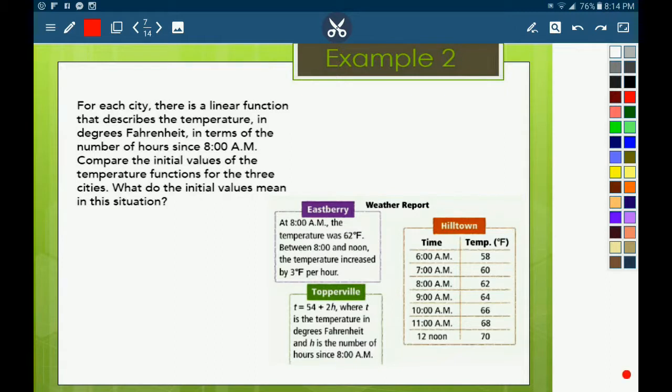Alright, so let's take a look at a second example. We're still dealing with Eastbury, Hilltown, and Topperville, but this time it's going to ask us a little bit different of a question. It says for each city, there's a linear function that describes the temperature in degrees Fahrenheit in terms of the numbers of hours since 8 a.m. That's the same thing that we read before. Compare the initial values of the temperature functions for the three cities. What do the initial values mean?